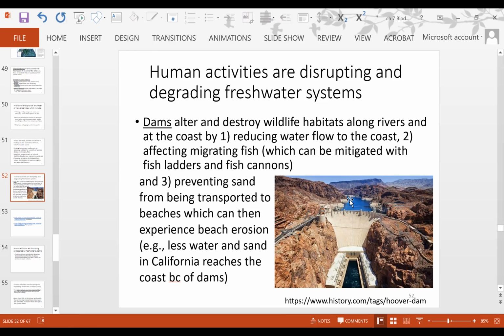Naturally, the river water would be carrying sediments to the coast and replenishing whatever is eroded from the coastline through waves and other processes. So you lose sand, and this is actually a really major problem in California beaches, where they don't have a lot of sand replenishment because there were a lot of dams along rivers that move westward toward the California coast.